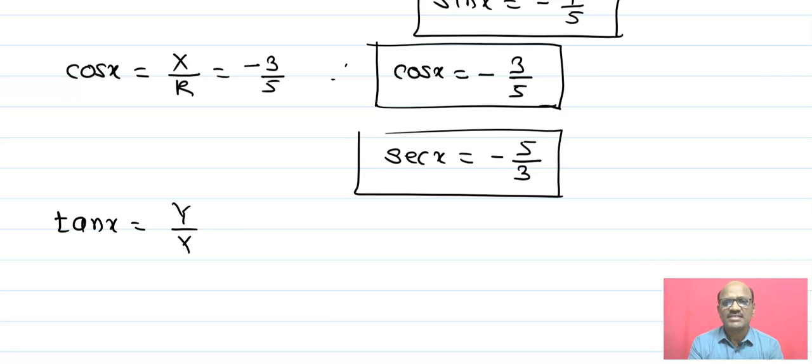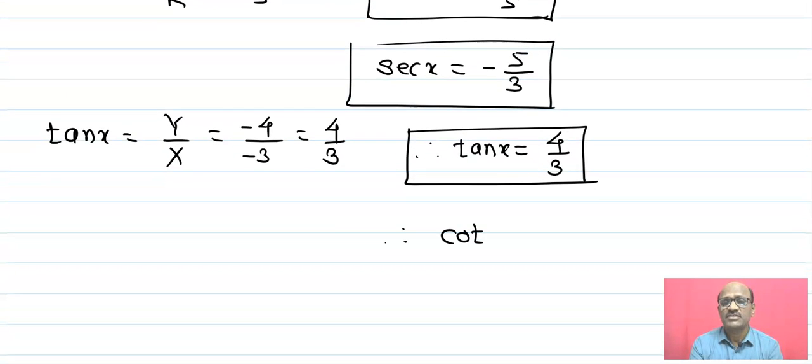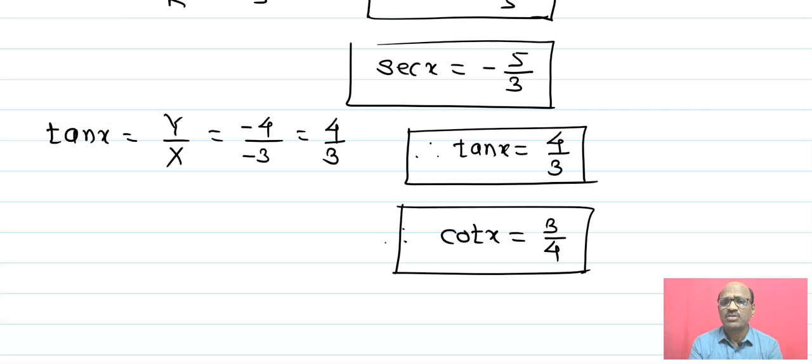Next is tan x is equal to capital Y upon capital X. Here you will automatically get tan positive because both are negative. Already the value of tan is given there, but still we are finding its value. That is minus 4 upon minus 3. Therefore tan x is equal to 4 upon 3. What about cot? Cot is the reciprocal of tan, and hence its value.